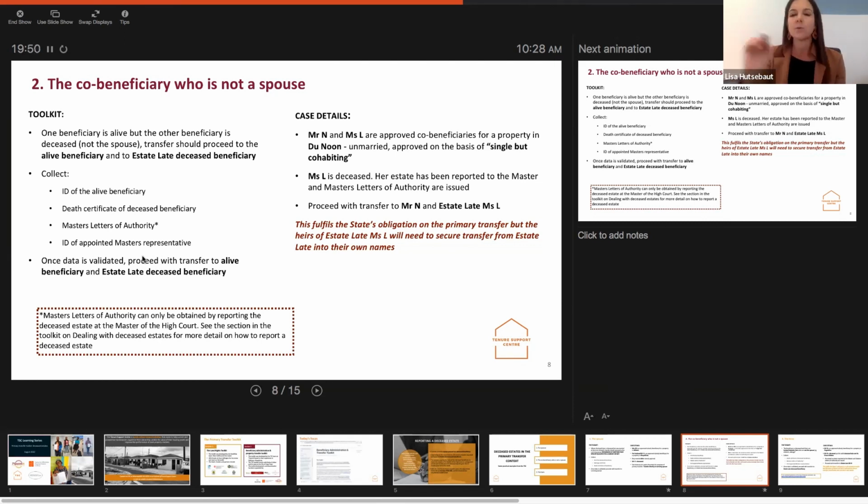So the city ticks it off. We've done our primary transfer. We are happy. And basically we then take the title deed and we do a deep dive into the heirs. We see what's been reported at the master as to who the heirs are, and we then do the onward transfers from the estate into the names of the heirs.